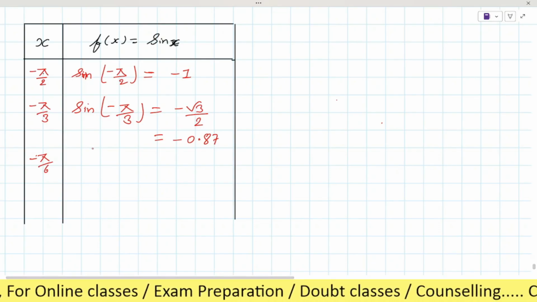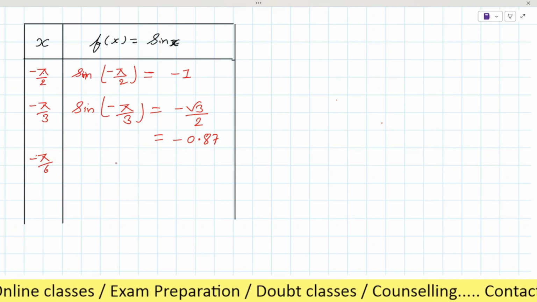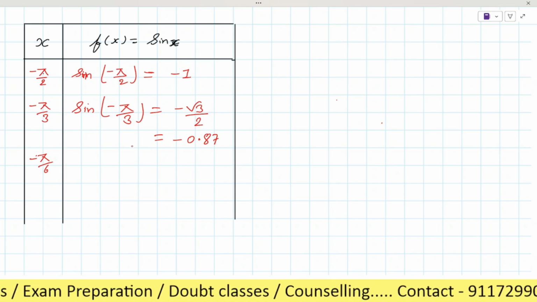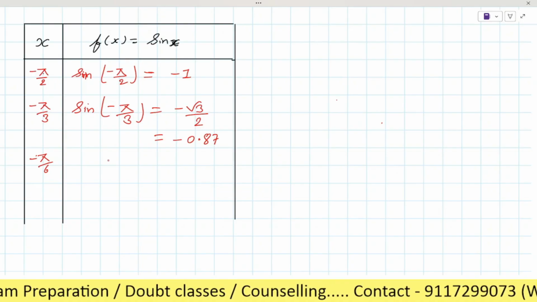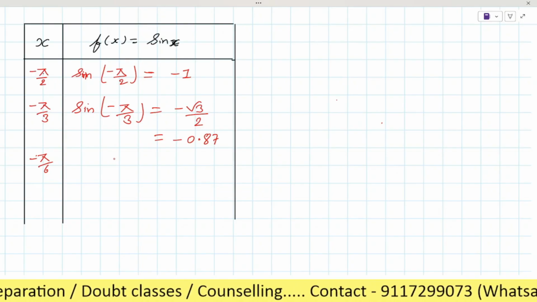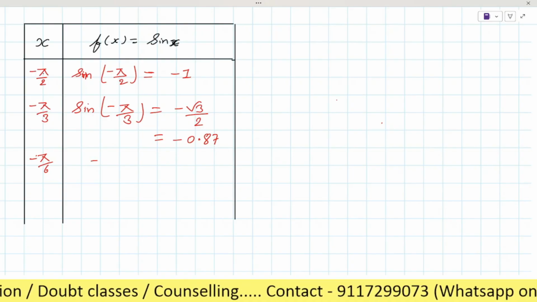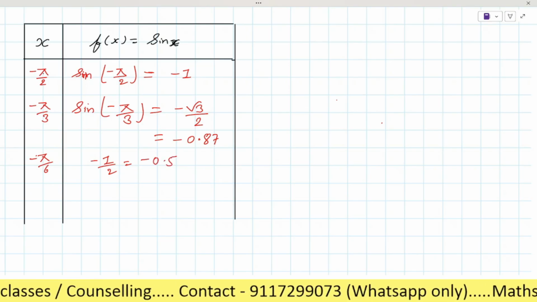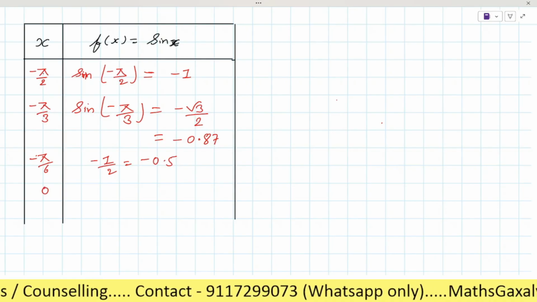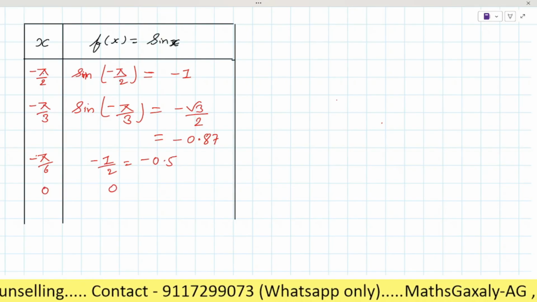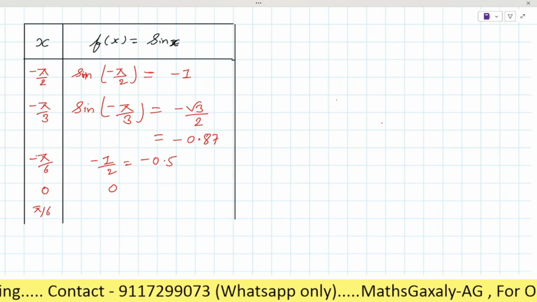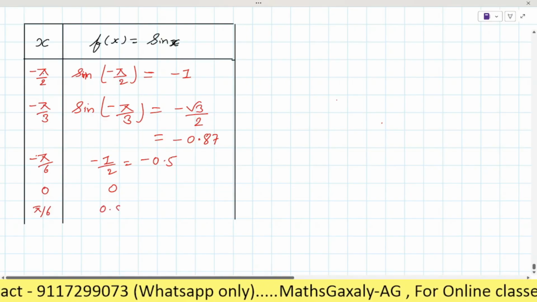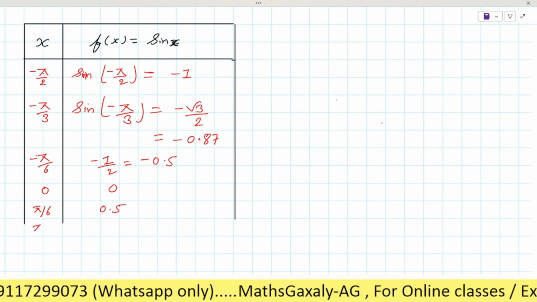है ना? So it will be sine of minus pi by 6. I am writing the result directly now, which we will get. So it will be minus 1 by 2, or we can say minus 0.5, right? Similarly, we will go for 0. Sine 0 will be 0 itself. Then we will take pi by 6, है ना? So sine pi by 6 will be 1 by 2, which means 0.5.